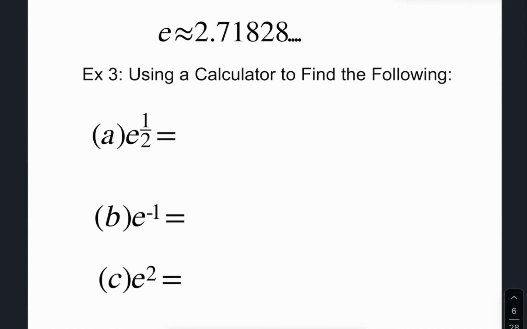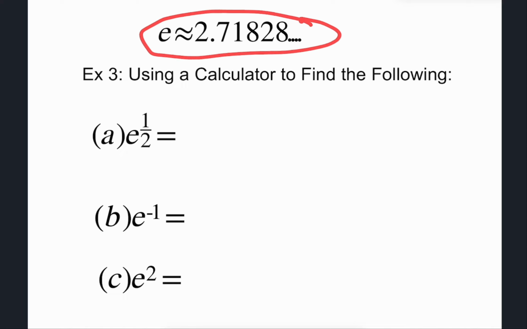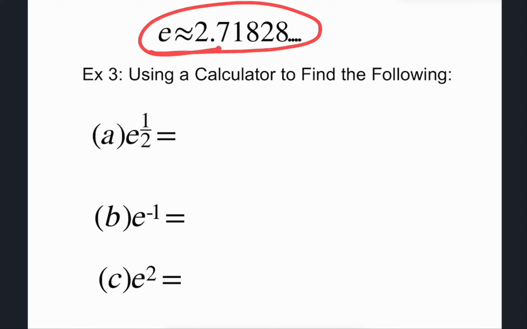Now, one of the most common things we're going to be seeing in the exponential chapter is this number e. We're very used to the number pi, that irrational number, 3.1415926. This is the irrational number e. It is 2.71828. Most calculators have that number somewhere that you can access on your calculator.